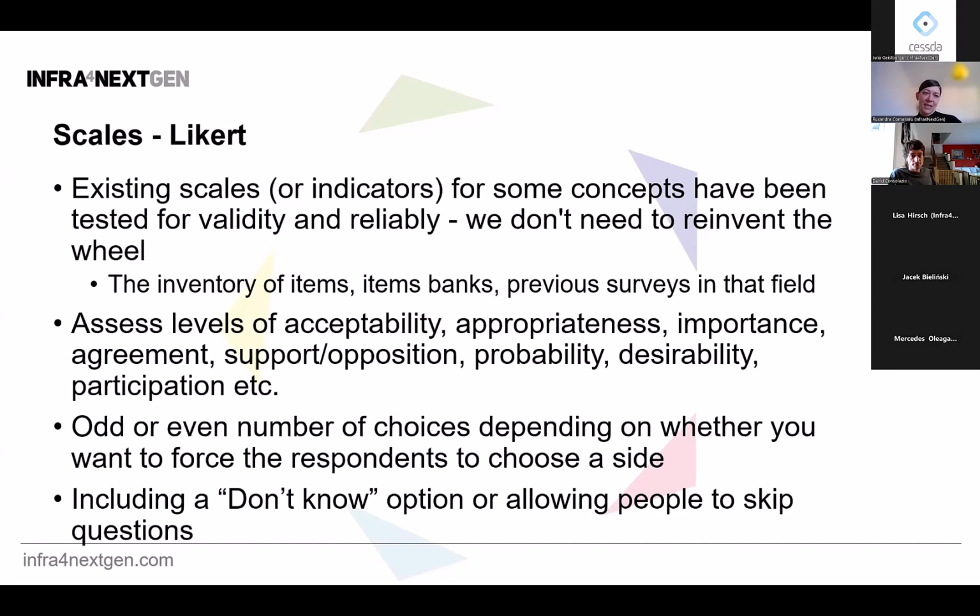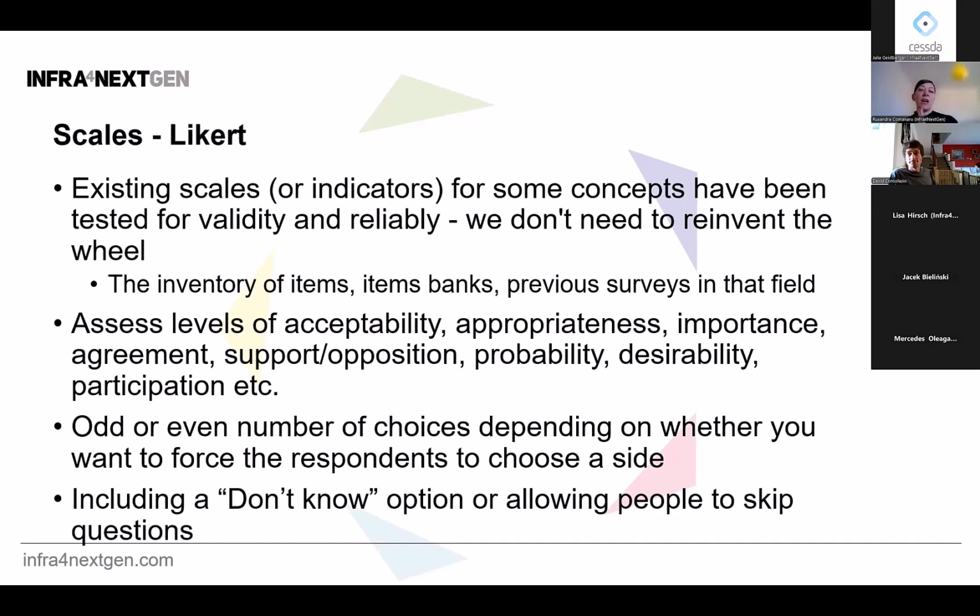When we decide to include a scale on a survey, we have different choices to make. So for example, whether we use an odd or even number of choices on the scale. If we use an even number of response options, we want to force respondents to choose a side. So if you have a scale from 1 to 4, going from strongly agree to strongly disagree, you will force the participants to choose either agreement or disagreement with a particular item.